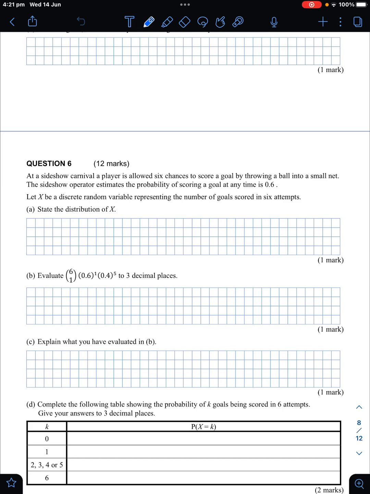So I've been asked to go through question 6 here. At a sideshow carnival, a player is allowed 6 chances to score a goal by throwing a ball into a small net. The sideshow operator estimates the probability of scoring a goal at any time is 0.6. Let X be the discrete random variable representing the number of goals scored in 6 attempts. So we are looking at stating the distribution here.